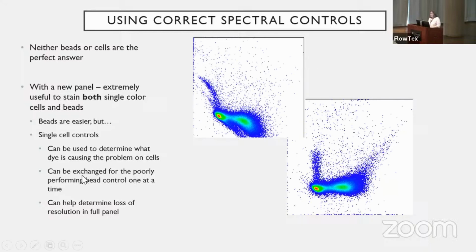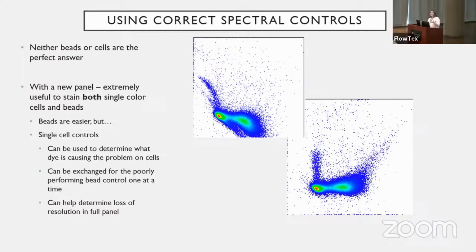If I have single color cell controls and I made a bead matrix and I find I have a dye that's a problem, I'm going to take that cell control and just swap it right into the matrix, pull that bead out of there. And honestly, out of a 40 color experiment, we found that maybe there were 3 or 4 that we actually had to swap out for the cell controls. So it's worthwhile to do that.